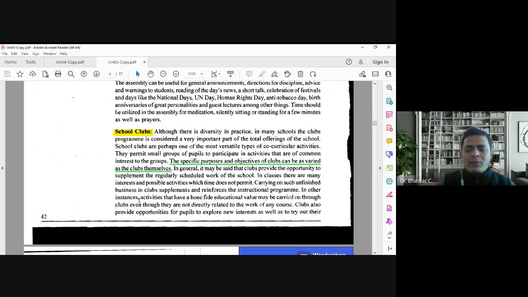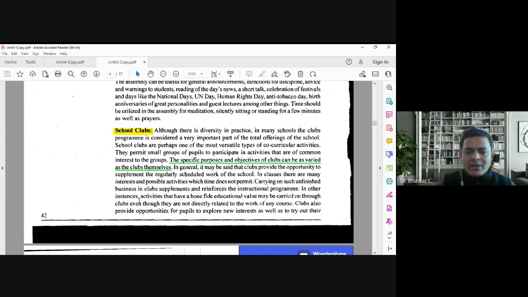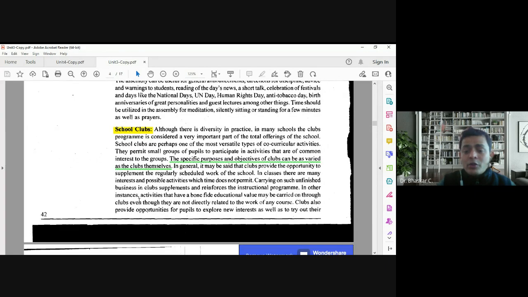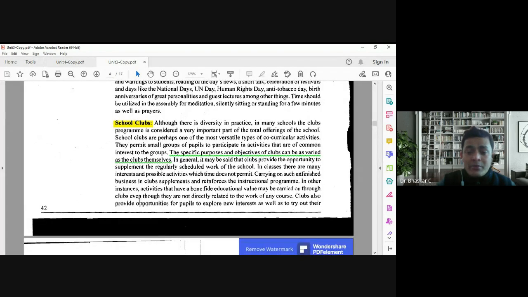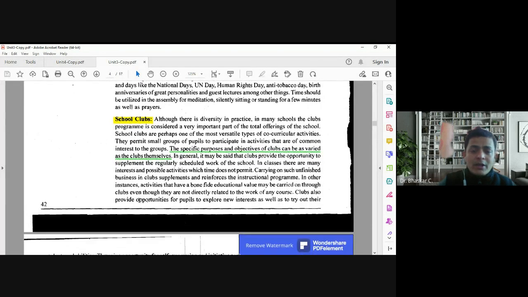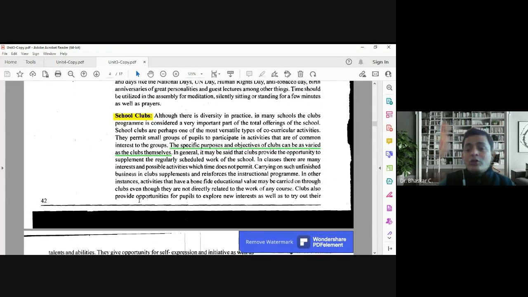You may organize some program there. It may be based on the use of computers. It may be based on some game which is related to mathematics. Similarly, if you are a science teacher, then it may be a school science club.